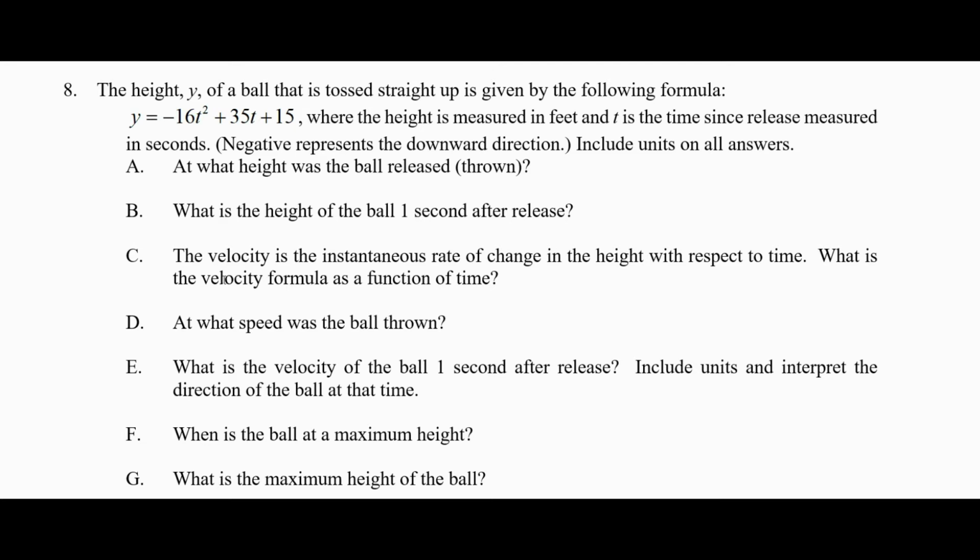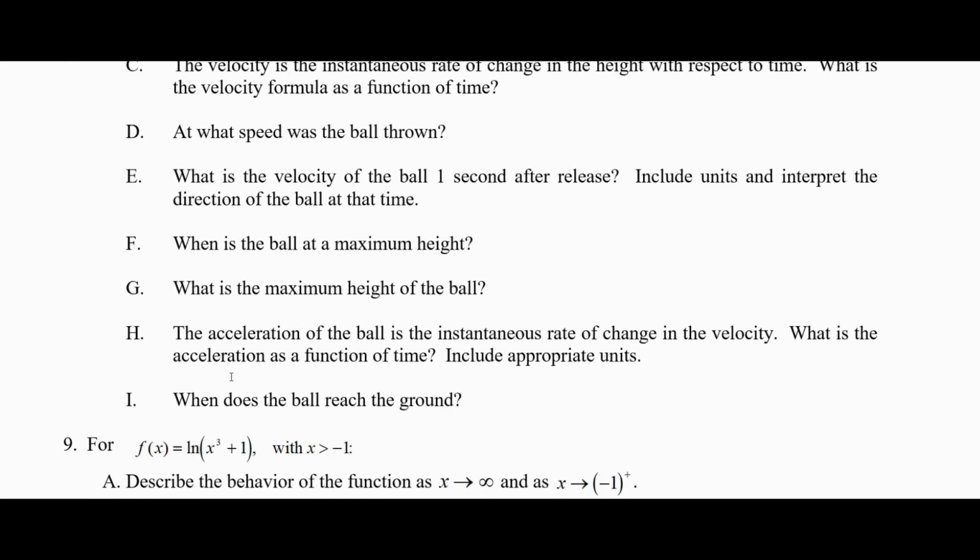C, the velocity is the instantaneous rate of change in the height with respect to time. What is the velocity formula as a function of time? D, at what speed was the ball thrown? E, what is the velocity of the ball 1 second after release? Include units and interpret the direction of the ball at that time. F, when is the ball at maximum height and what is the maximum height? For G, the acceleration of the ball is the instantaneous rate of change in the velocity. What is the acceleration as a function of time? Include appropriate units. And I, when does the ball reach the ground?